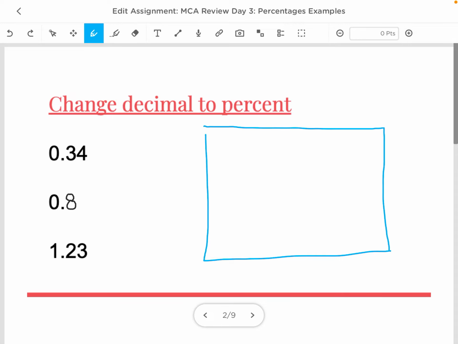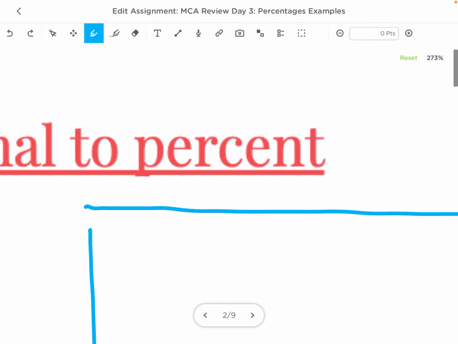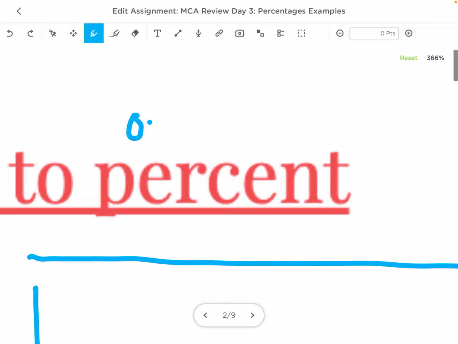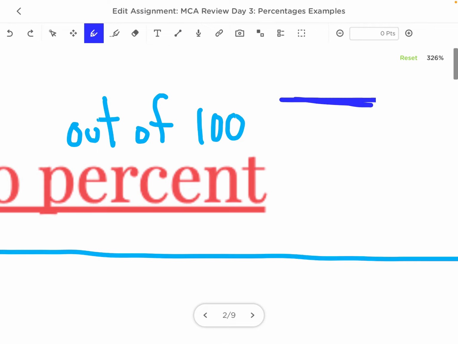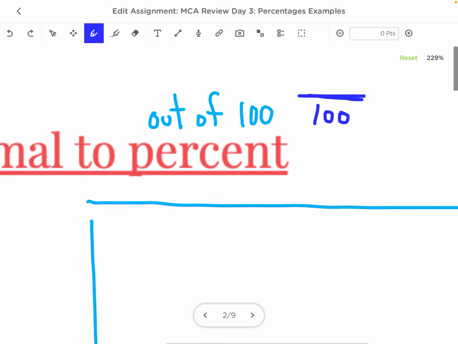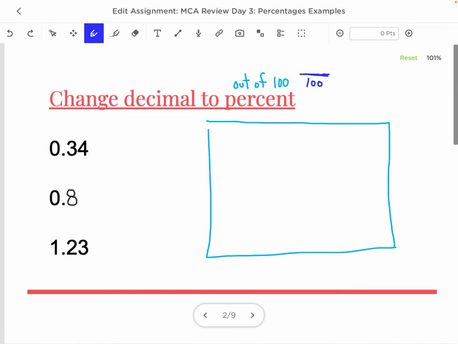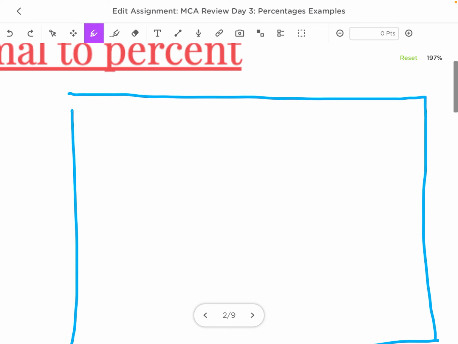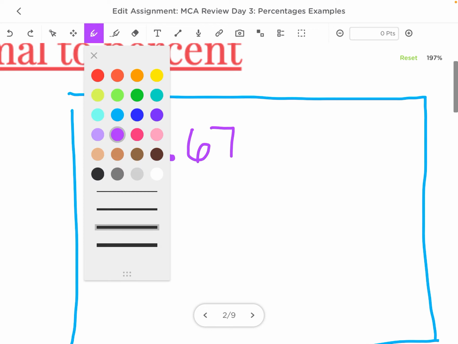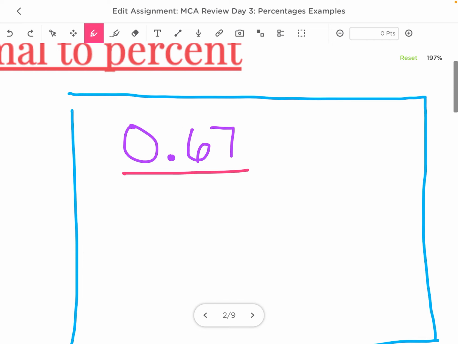On the last slide, it reminded you that percents mean out of 100. Or the other way to say that is on the bottom of the fraction, 100, right? So I'm going to give you an example that is not one of them on the side. So for our example, we have 0.67. If you're changing that into a percent, we talked about writing 100 on the bottom, right?